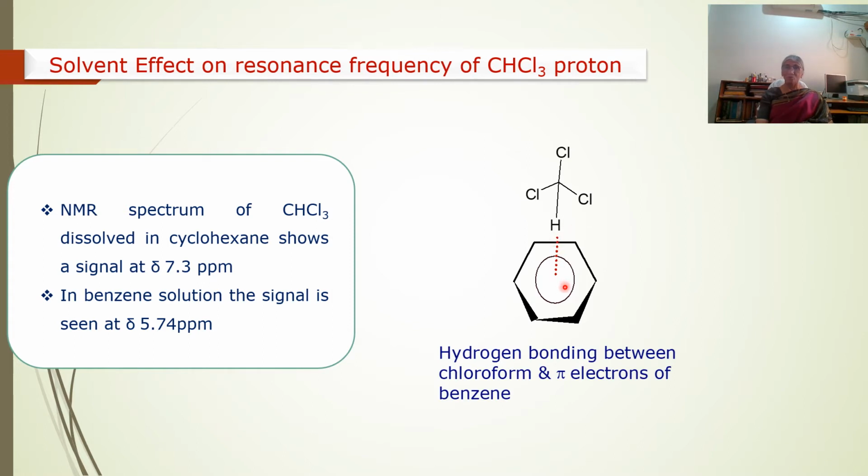It is because the benzene ring, above and below, experiences an anisotropic shielding effect. So this proton is present in the diamagnetic area which is generated by the cyclically delocalized pi electrons. So the proton of chloroform becomes more shielded when its solution is prepared in benzene.